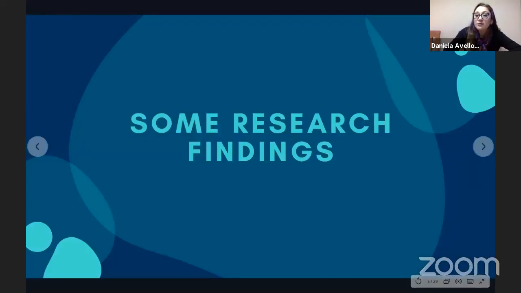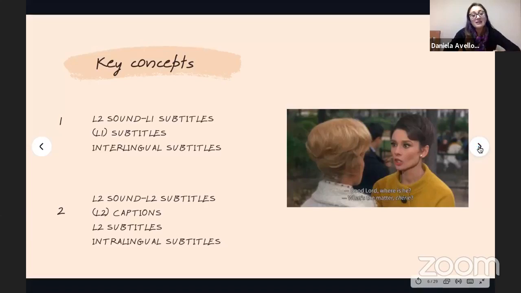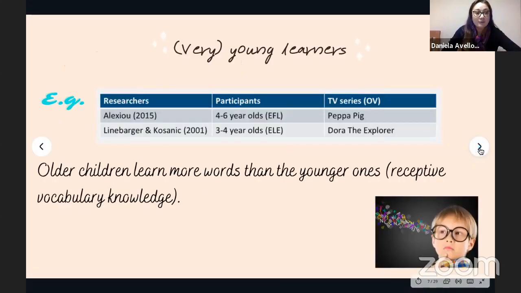Before moving to some of the research findings, it is important to point out a key concept. When videos have L2 sound and L1 subtitles, subtitles can be addressed as L1 subtitles or interlingual subtitles. When videos have L2 sound and L2 subtitles, subtitles can be addressed as L2 captions, L2 subtitles, or intralingual subtitles. I will mainly focus on the second one because my treatment focuses on the use of L2 captions with young learners.